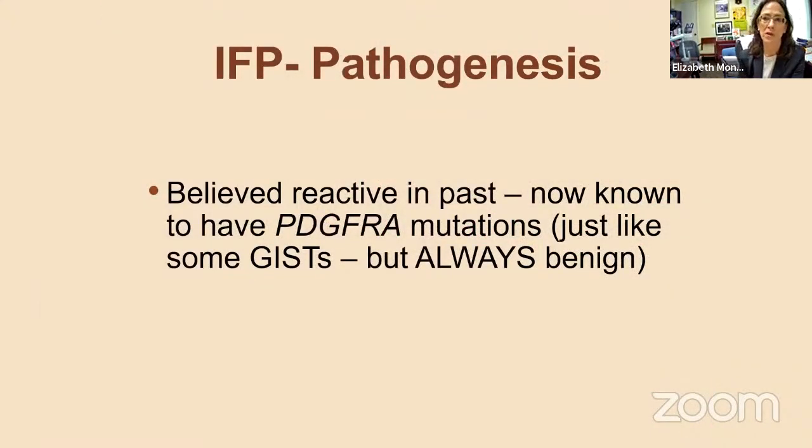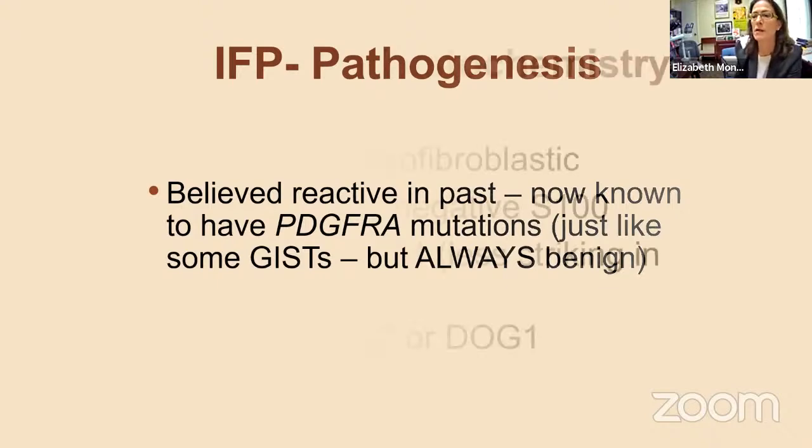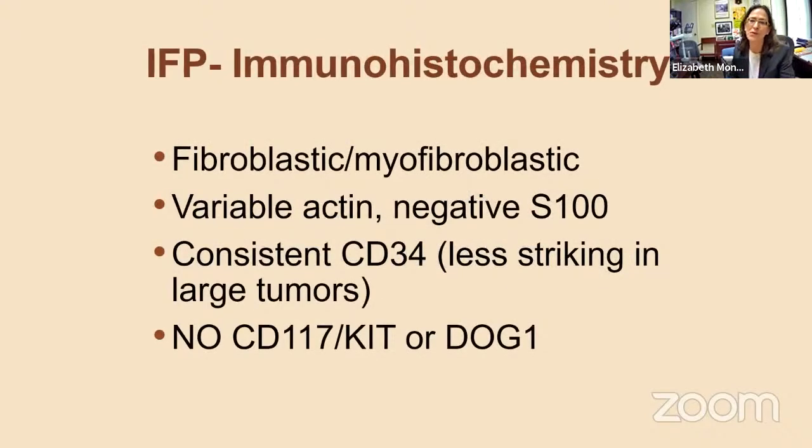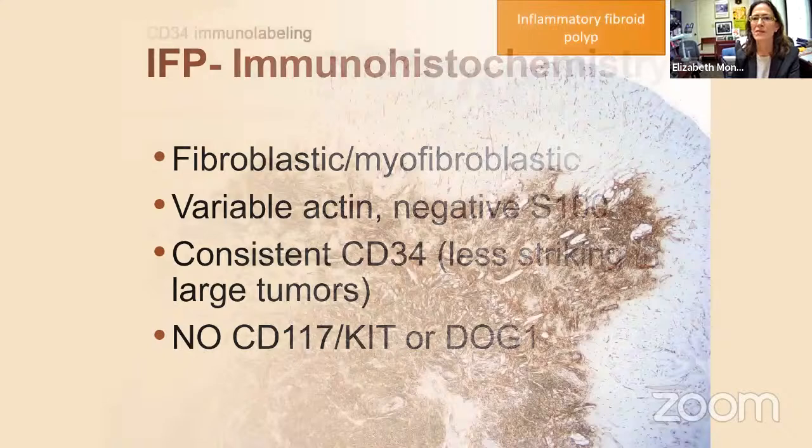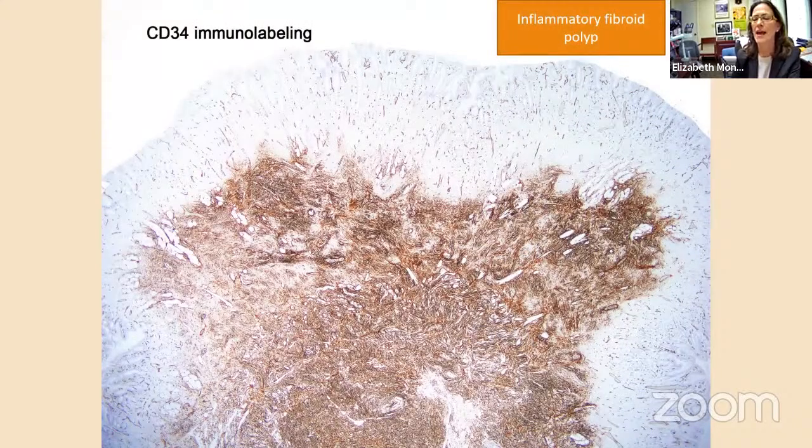Okay, these were named inflammatory fibroid polyp because our forefathers thought they were reactive, but now we know, of course, that quite a large percentage of them has mutations in PDGFRA, just like some gastrointestinal stromal tumors, but these are always benign. If you do immunohistochemistry, the immunostain that is characteristically positive, but not 100% of the time, is CD34, and they are kind enough not to stain with KIT or DOG1. So here's a nice example of that.